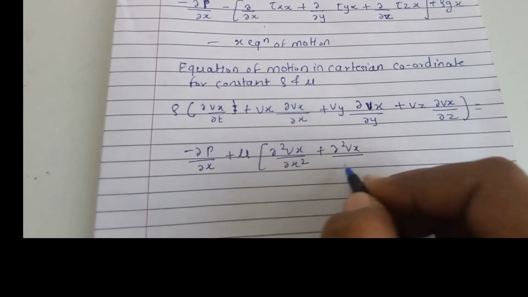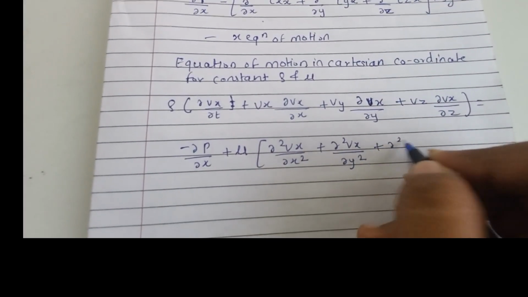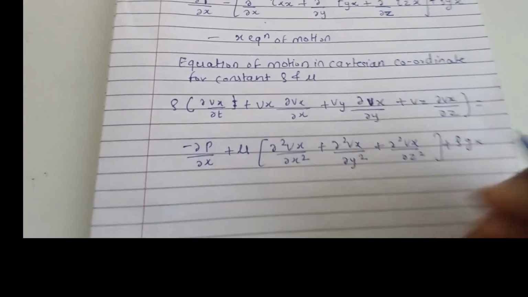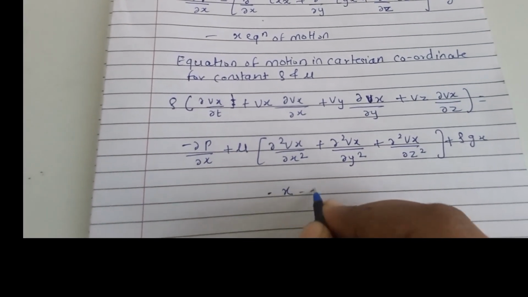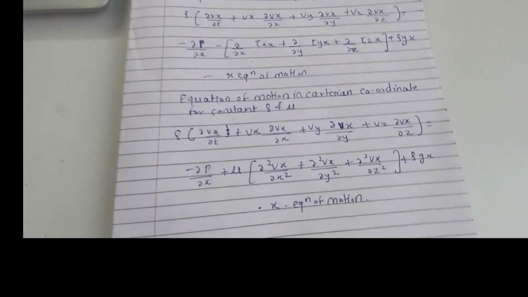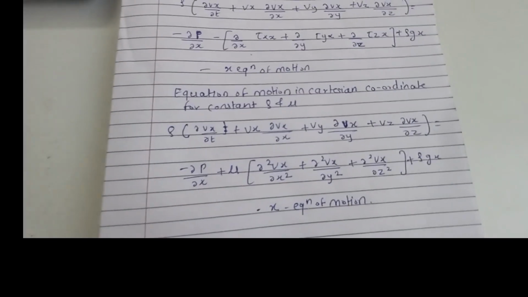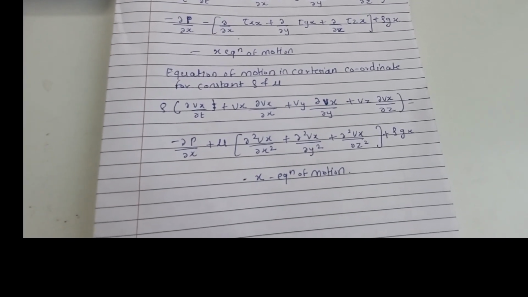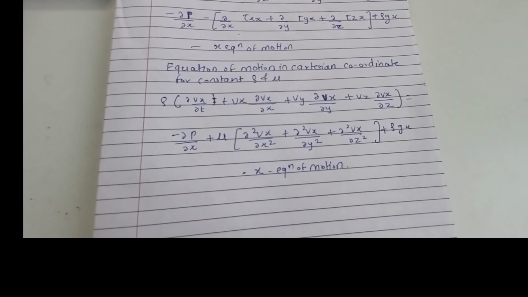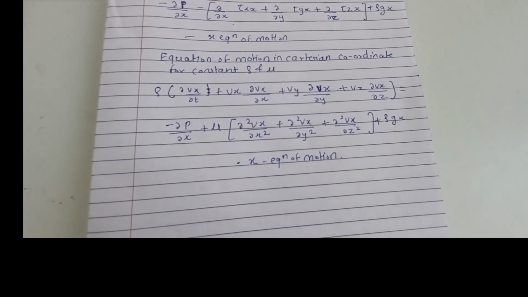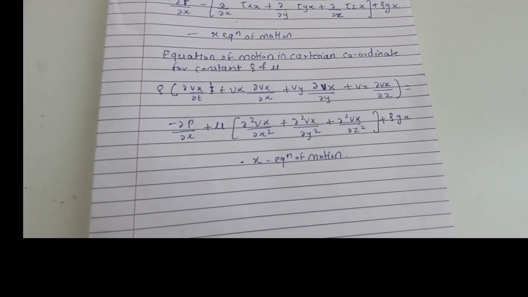So differentiating it, we get the double derivative of velocity with respect to the x direction, the double derivative of velocity with respect to the y direction, and the double derivative of velocity with respect to the z direction, that is minus del P upon del x plus mu into del square Vx upon del x square plus del square Vx upon del y square plus del square Vx upon del z square, plus rho gx.